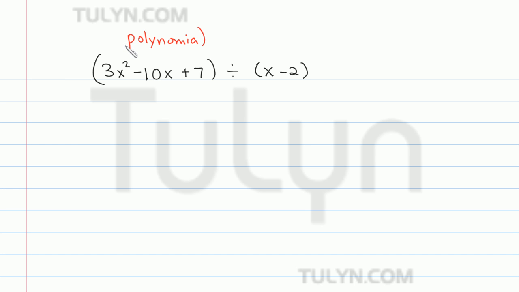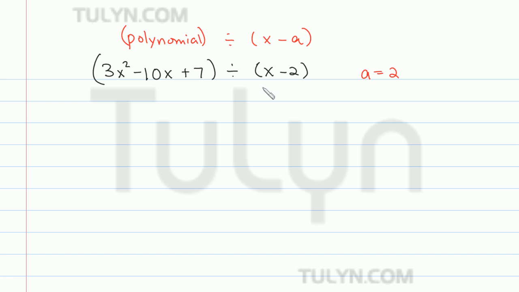So let's use synthetic division to simplify 3x squared minus 10x plus 7 divided by x minus 2. Now recall that we can use synthetic division in this case because you can only use synthetic division if you have a polynomial divided by a binomial of the form x minus a, and we have that, right? In this case, a is equal to 2. So we can use synthetic division.